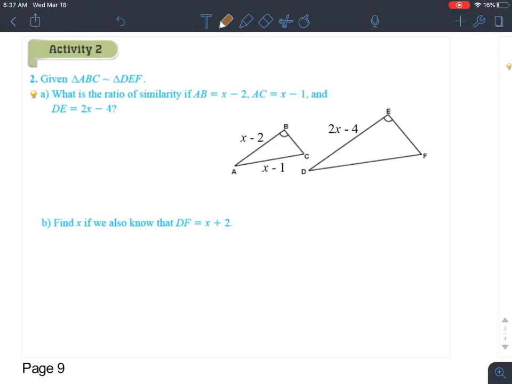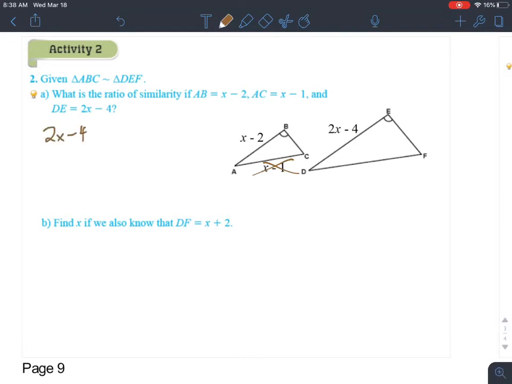All right, this one, again, try it on your own, pause the video, and when you are done, I will show you how to do it. Okay, ratio of similarity here, that just means find the scale factor. So even though we were given this x minus 1, that x minus 1 is not necessary to solve part A, because we just need the corresponding sides, and it was given that those two triangles were similar.